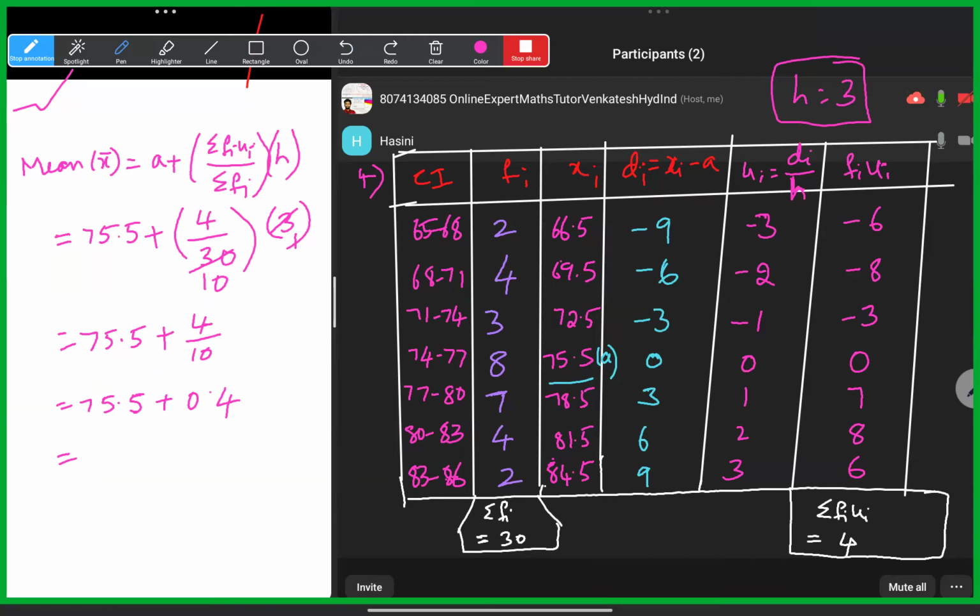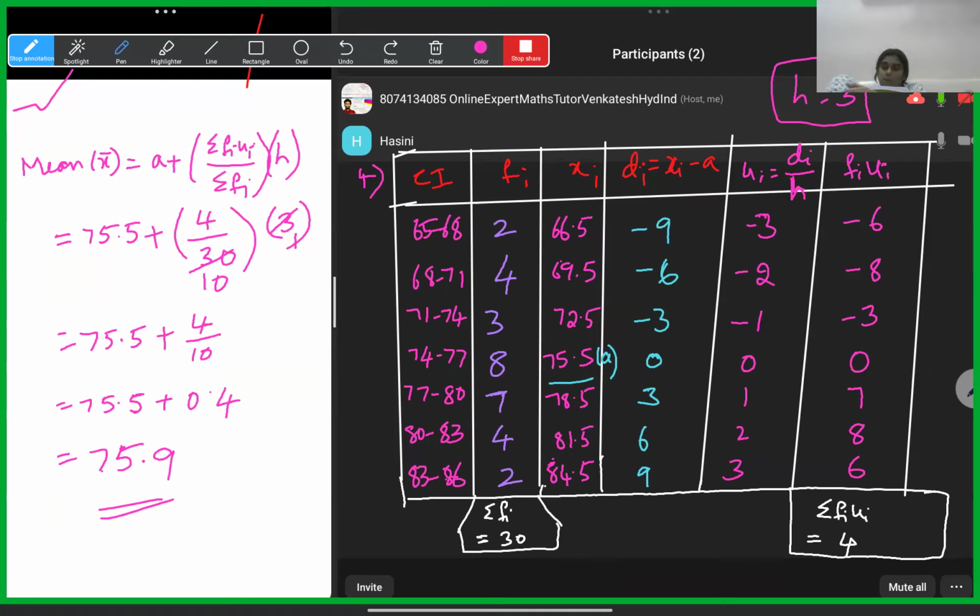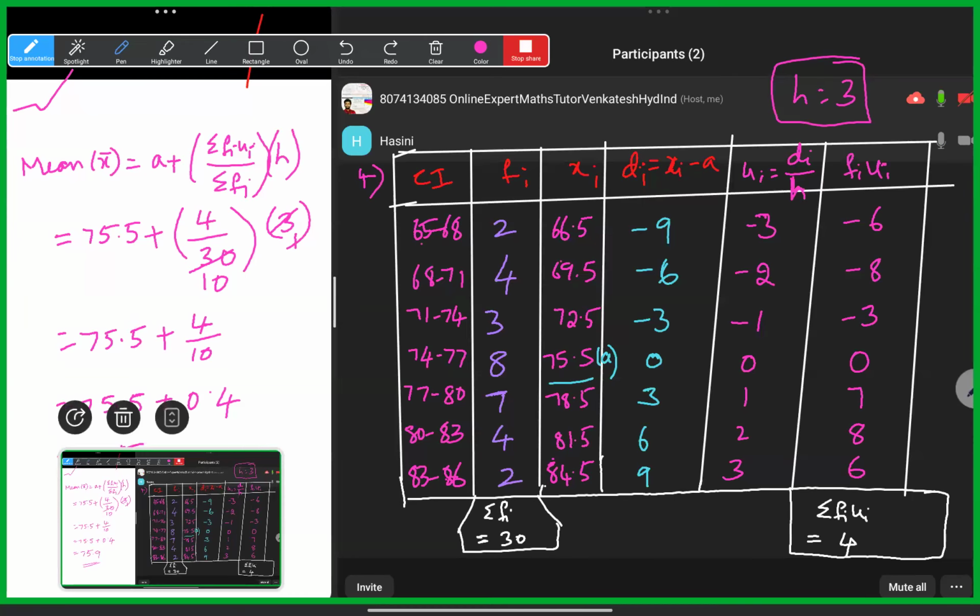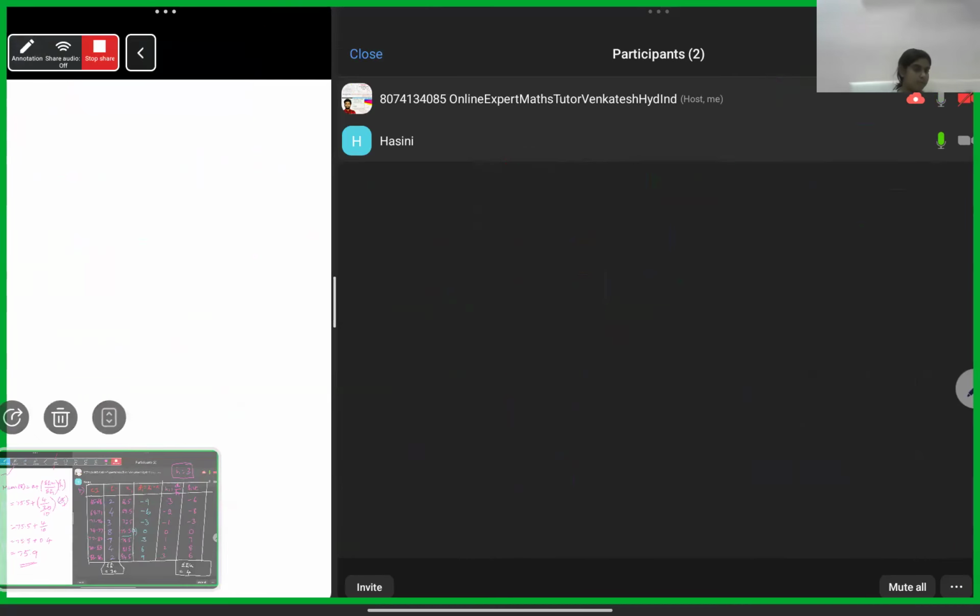So 75.5 plus 0.4 is 75.9. So this is the mean. So the average heartbeat of every woman is 75.9 heartbeats per second. Just for our confirmation, once you check the back answer.